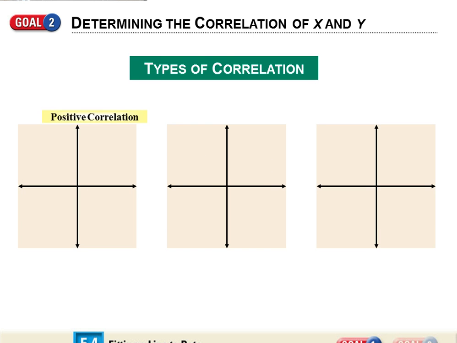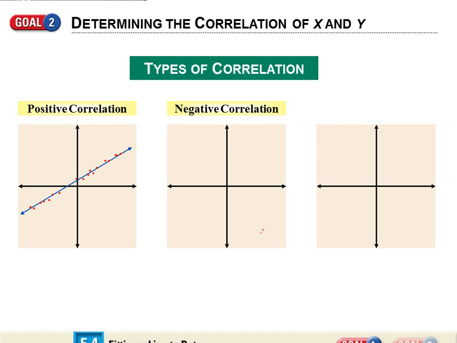Quick review here. Types of correlation. Positive correlation is the data is increasing or going up as one value increases. Negative correlation is going down. It's a negative slope. And then there is no correlation, which is just data all over the place. So those are the three types of correlation, and they resemble the slope, at least in terms of the positive and the negative that we've talked about before.